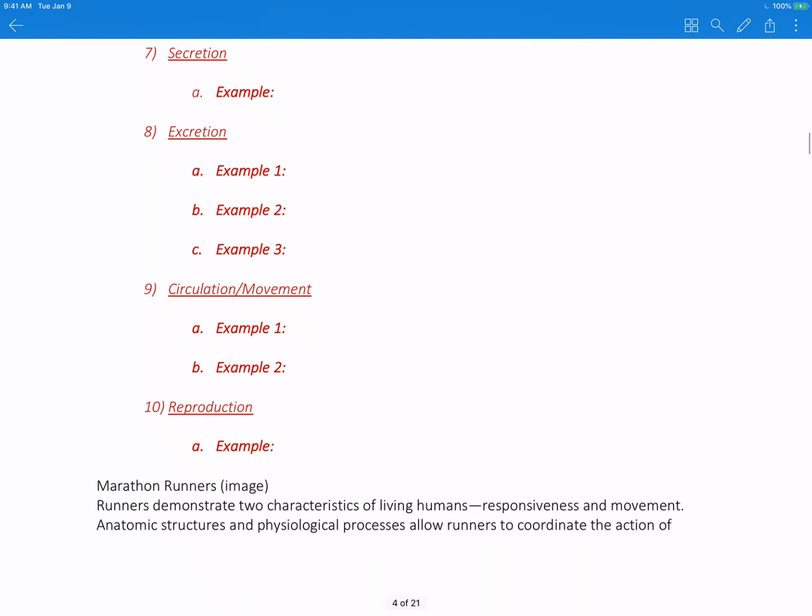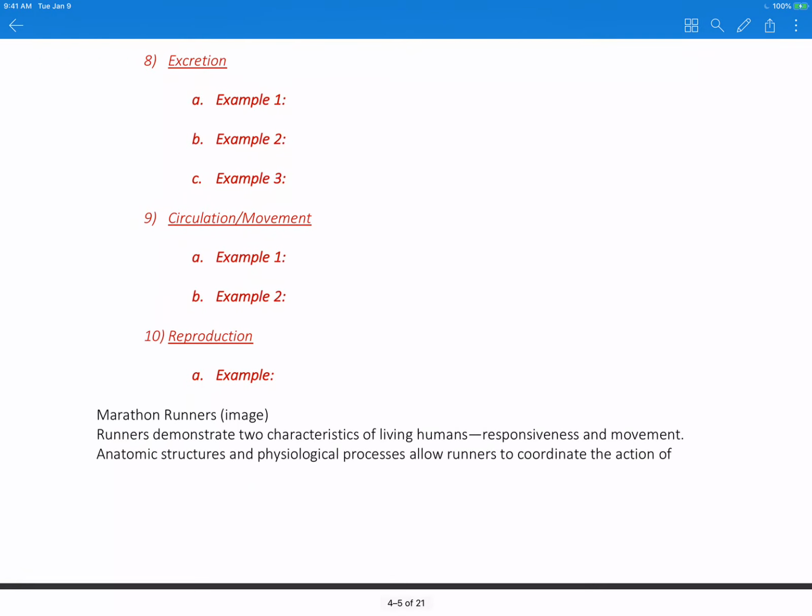The 10th major characteristic of life is reproduction, and an example would be the birth of an infant. Reproduction is the formation of a new individual offspring, and that's what happens when we become parents.